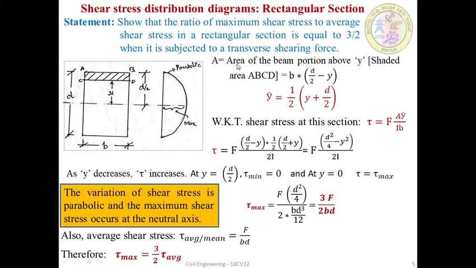Consider A is equal to the area of the beam portion above y, the shaded area ABCD. ABCD is the shear area. Y is the distance, and above this y, ABCD is the shaded area. This has been taken as capital A, where this distance is b and this height is d by 2 minus y. So the height from B to D, or A to C, is nothing but d by 2 minus y.